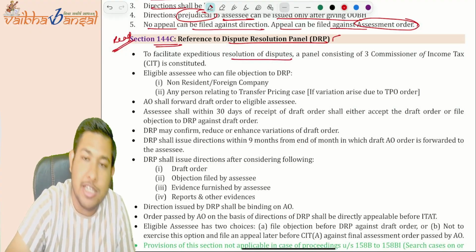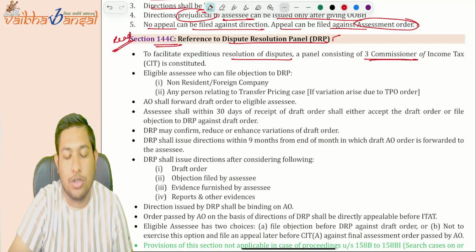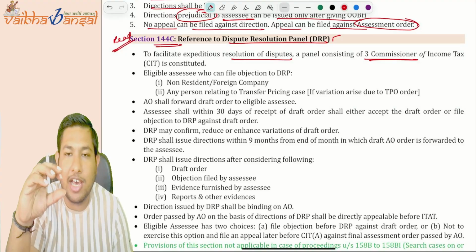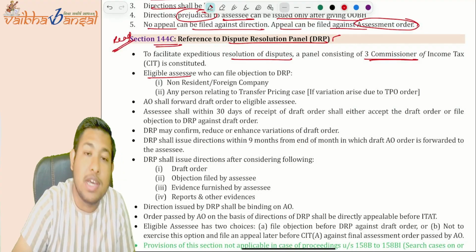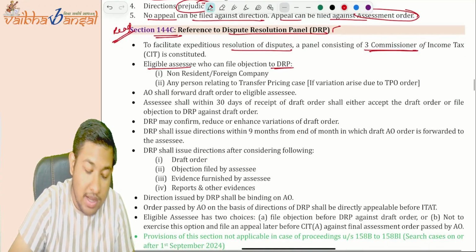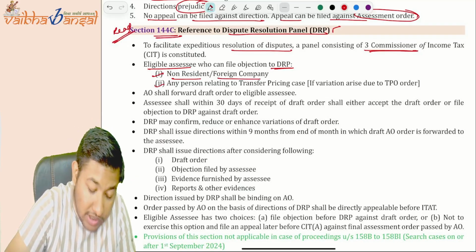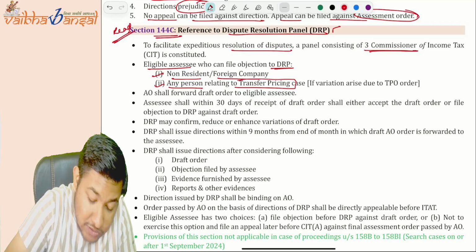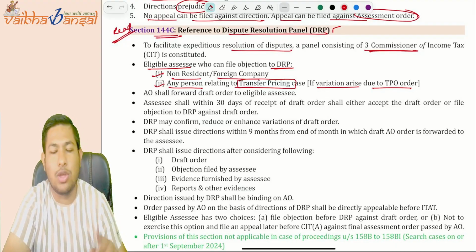The DRP is constituted with three commissioners of income tax. Okay, in a bench of a DRP, there will be three commissioners of income tax. Eligible assessees who can ask for the dispute resolution panel: the non-resident or a foreign company can ask for it, or any person related to a transfer pricing case if a variation due to the TP order is given. Okay, what is the TP order?